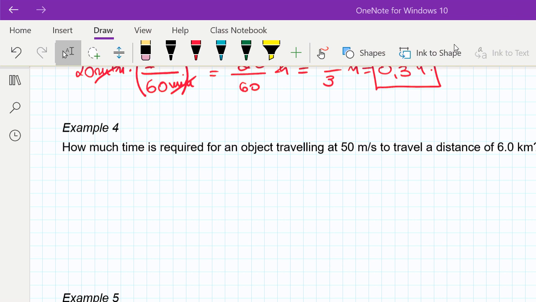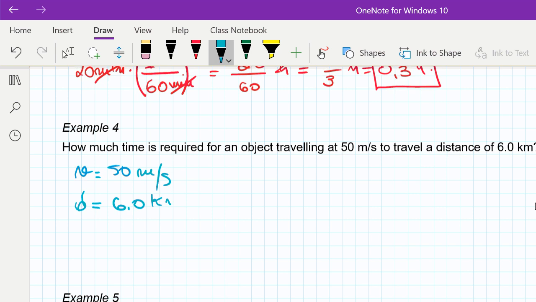In the other example, we ask how much time is required for an object traveling 50 meters per second to travel a distance of 6.0 kilometers. Okay, good. So now, what do you think we should do? What is given here, first of all, is that the speed is equal to 50 meters per second, and the distance is 6.0 kilometers. And we are looking for time.